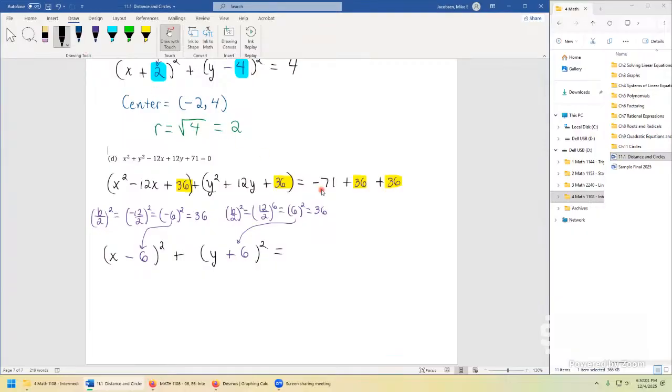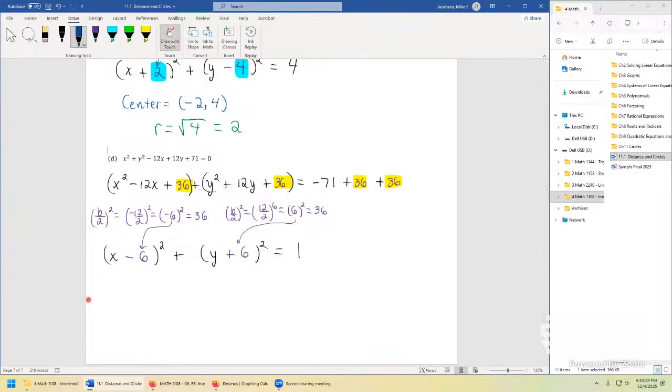Last thing to do, this is the moment of truth. This is a real circle if the right-hand side comes out positive, but it does. 36 plus 36 is 72 minus 71 gives us a positive 1. So now we have an equation of a circle in standard form.